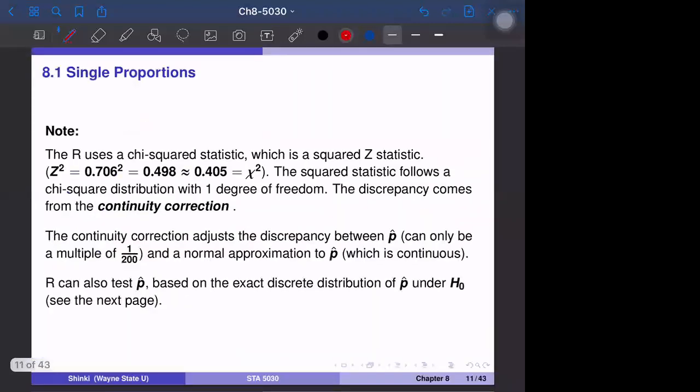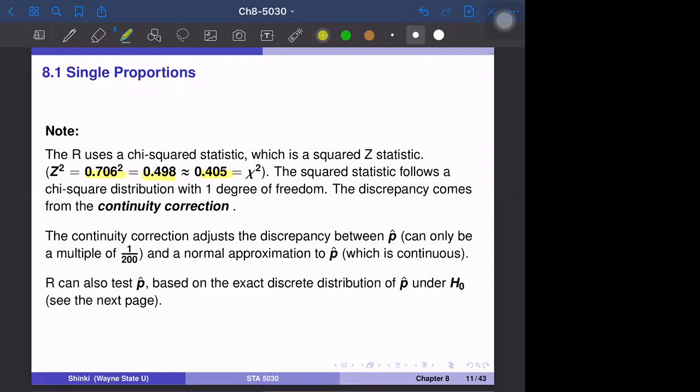Yeah, and okay, so I said that the 0.405 is the z square, but actually it's not exact. If we got the z value of 0.707 or 0.706 from the hand calculation, and if we square this quantity, that becomes 0.498. That is different from 0.405. This comes from the so-called continuity correction.